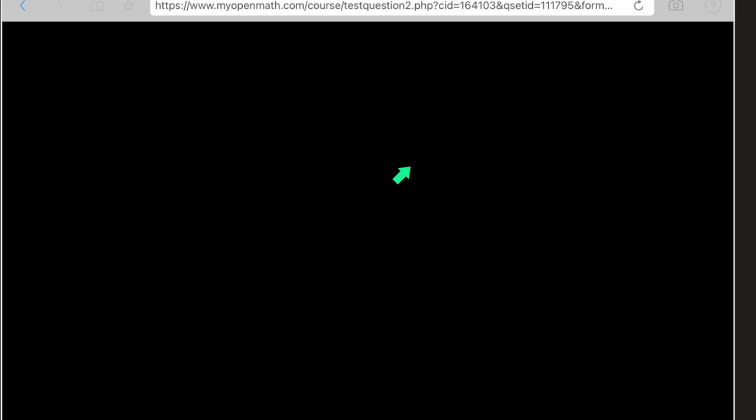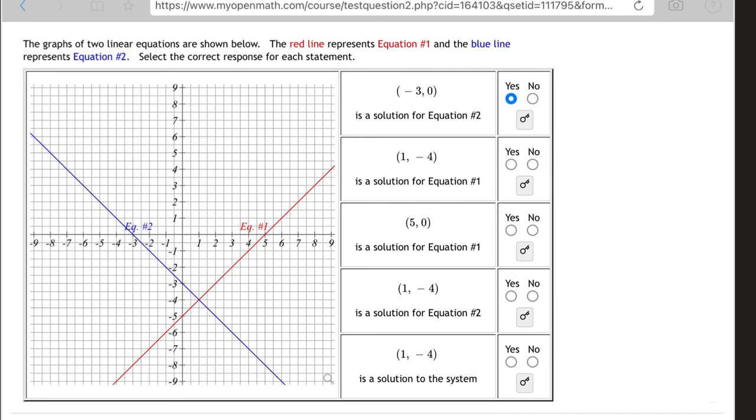Is 1, negative 4 a solution to equation 1? So 1, negative 4, that's a yes. Just trying to click that.